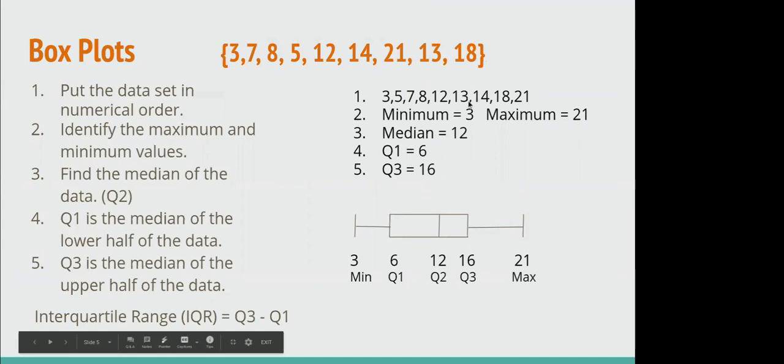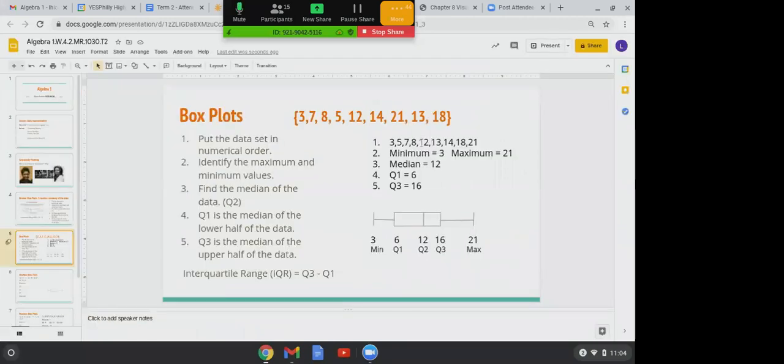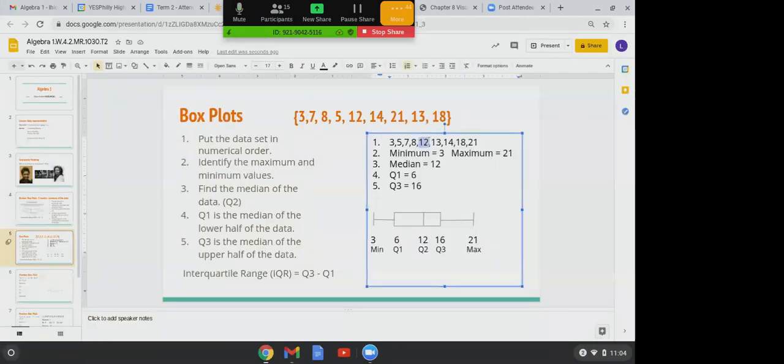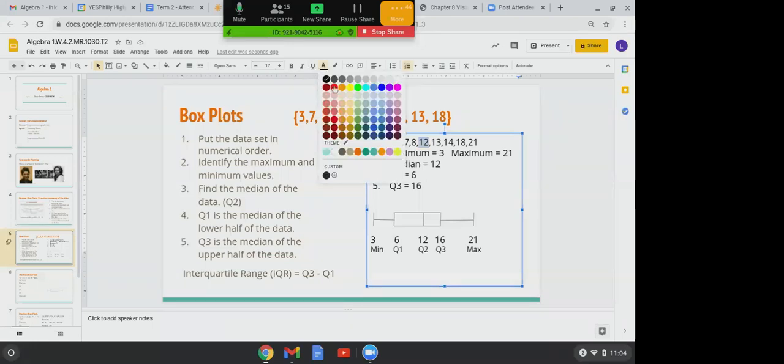Okay, so the minimum value is 3. The maximum value is 21. Now we find that we have 1, 2, 3, 4, 5, 6, 7, 8, 9 terms. Because we have 9 terms, we can physically find the middle. If we come in 4 from the left and 4 from the right, we have 12 sitting in the middle. So that 12 is the median of the data set, and it has just divided the data into 2 parts.